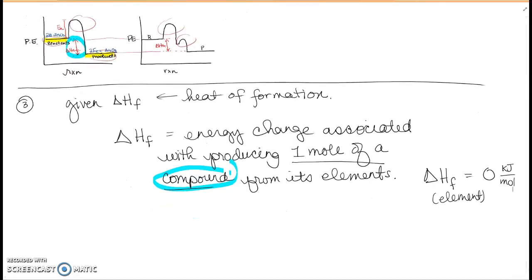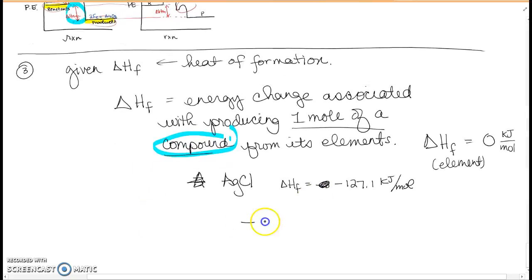here's what that means. There's actually a table in your book, and it certainly wouldn't hurt to eventually look at that table. I'll point it out in a second here. But if you look on the table in your book, it's a huge table, and you look up the delta H of formation for AgCl, the heat of formation for that is listed as negative 127.1 kilojoules per mole.